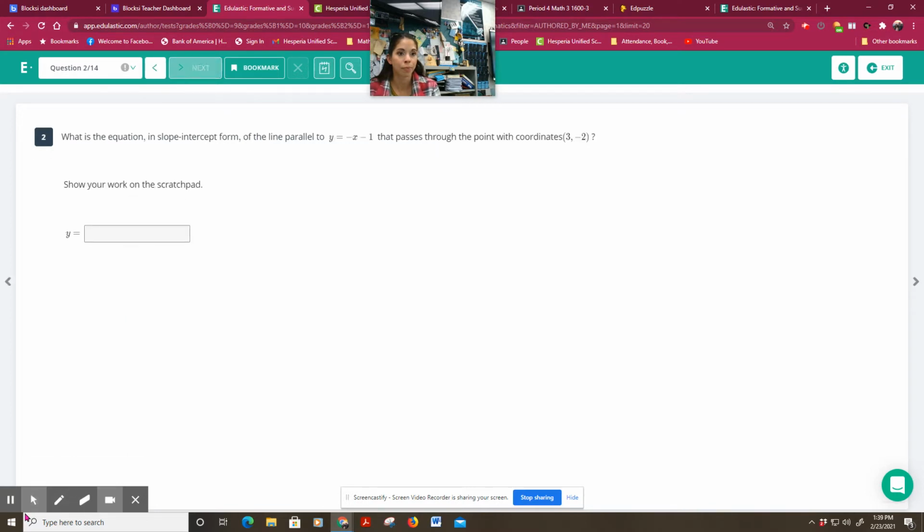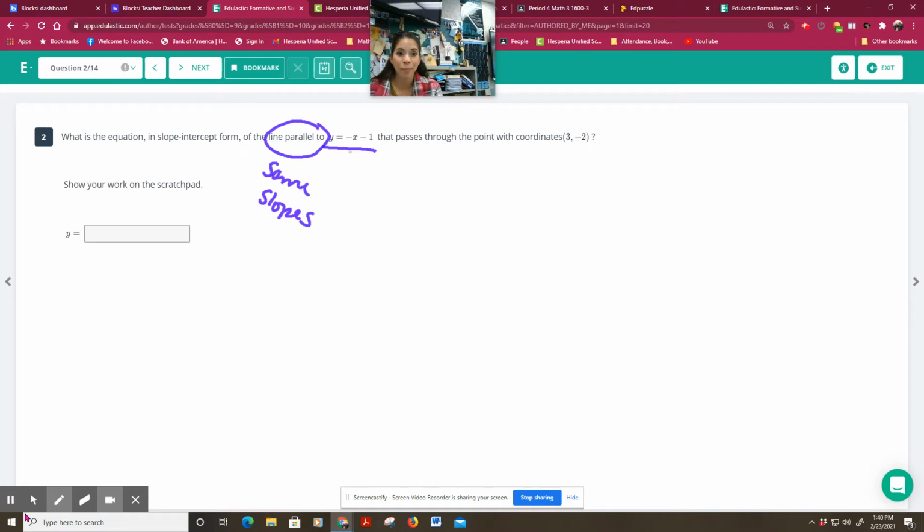Number 2. What is the equation in slope-intercept form of the line parallel to y equals -x minus 1 that passes through the point with coordinates 3, -2? Okay, so again, the key word is parallel. Lines that are parallel have the same slopes. So they gave us this line. Now this is not the line we're trying to find, but it's parallel to this line.